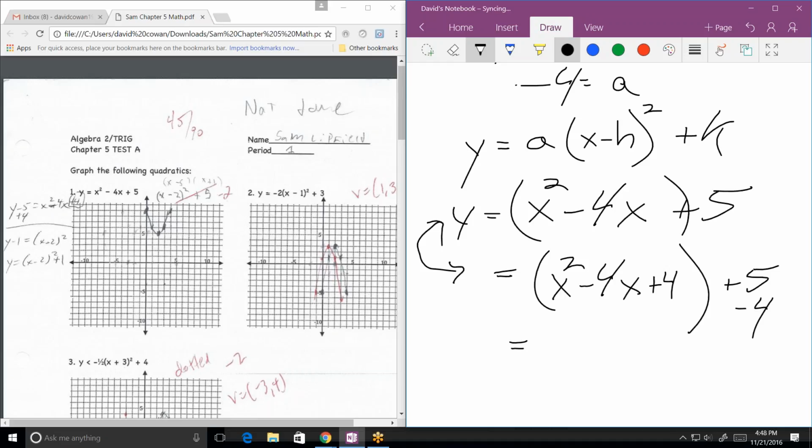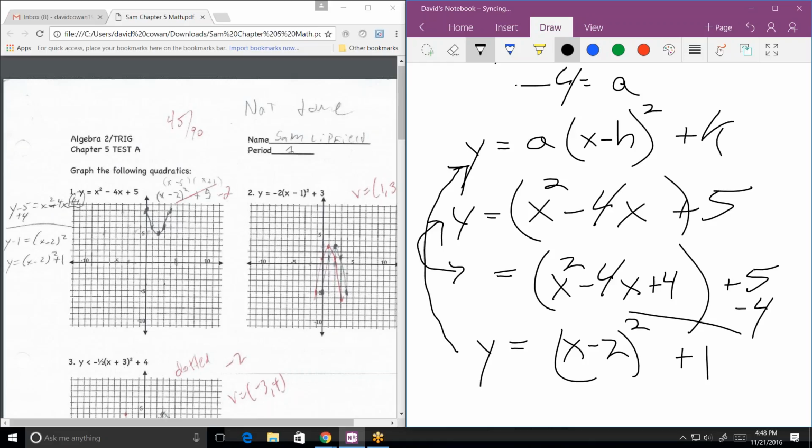Well, the thing is that now I can write this as x minus 2 quantity squared plus 1. And you're always going to be able to do that. In other words, the reason you complete the square is so that you can write it as a linear term squared. And this is in that format. A is 1. But this is the equation, and this allows me to graph it really easily. All I have to do is start at the vertex and then find another point. And that's it.